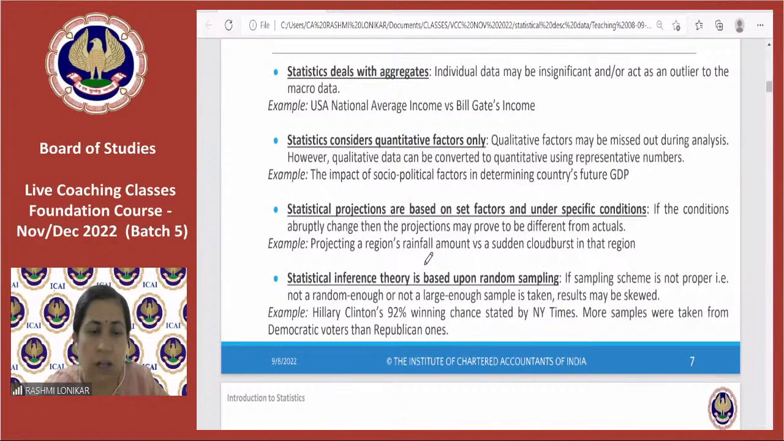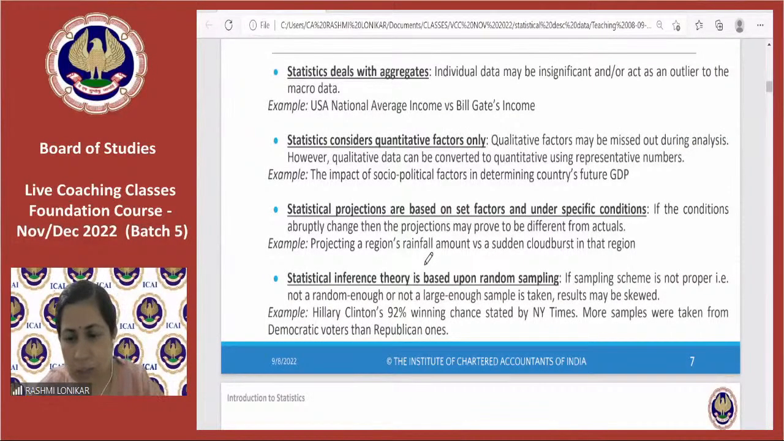The third disadvantage is that statistical projections are based on set factors and under specific conditions. When I'm doing that, I assume that during the course of my project or my gathering of information, all the other factors remain the same or stable. For example, right now it's the rainy season, and I'm collecting information about rainfall in a particular region. Suppose I'm collecting information about rainfall in Rishikesh.